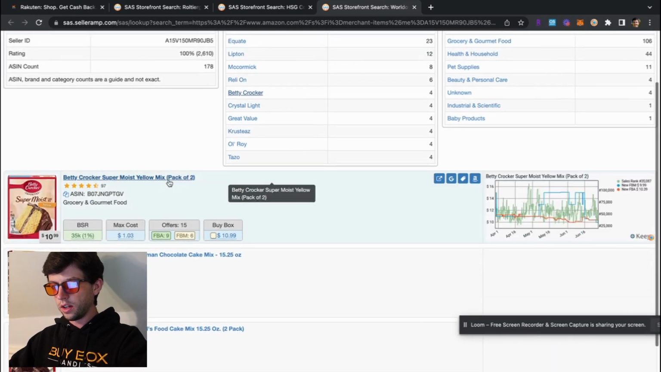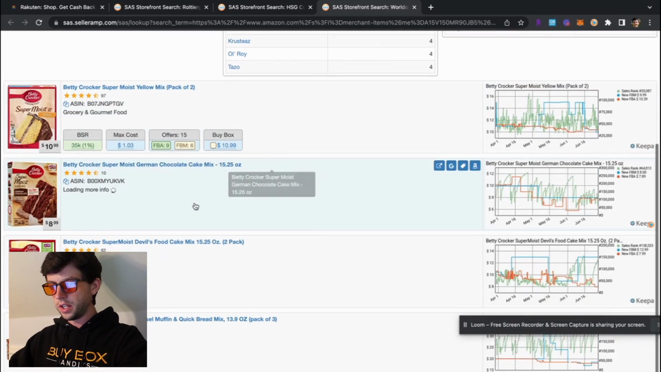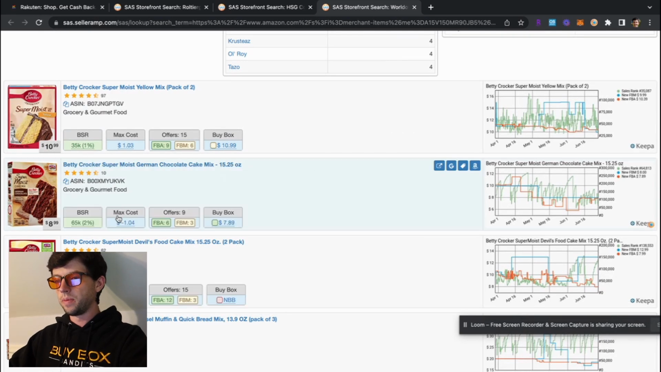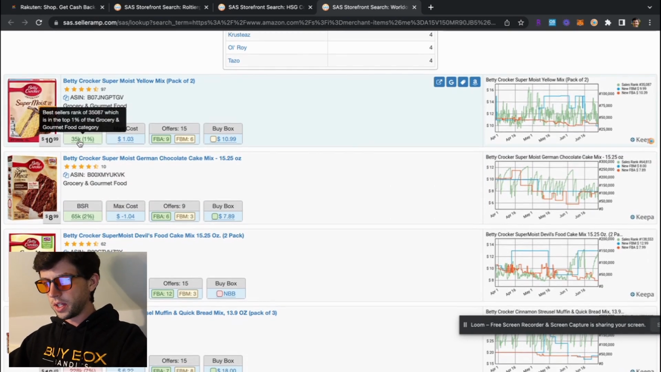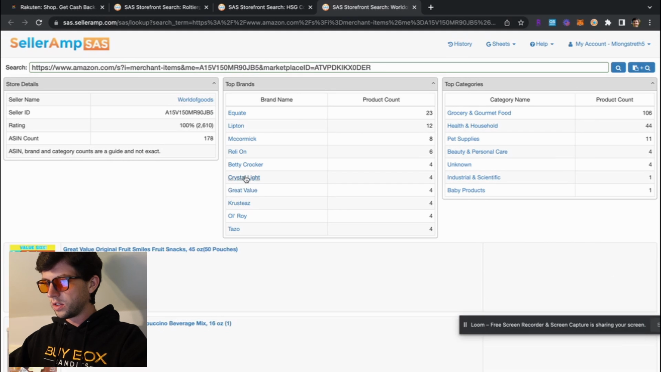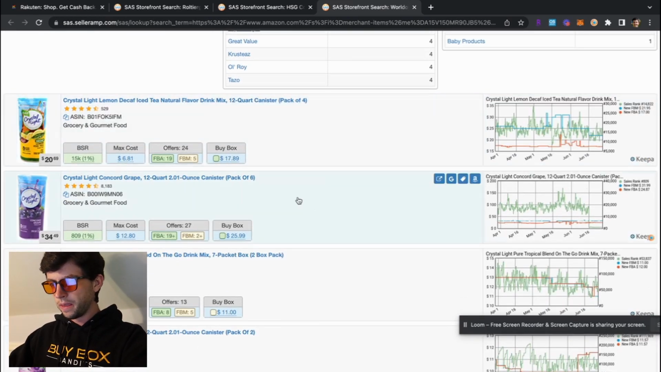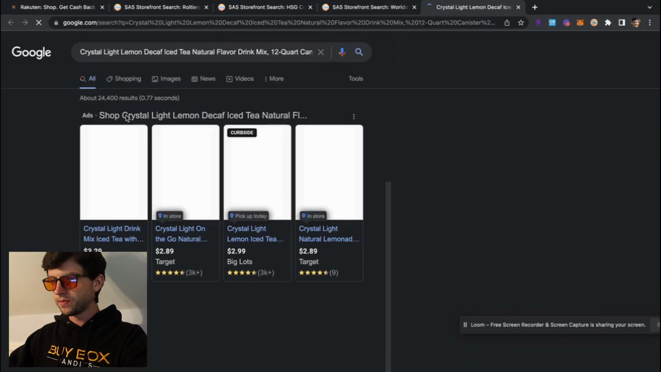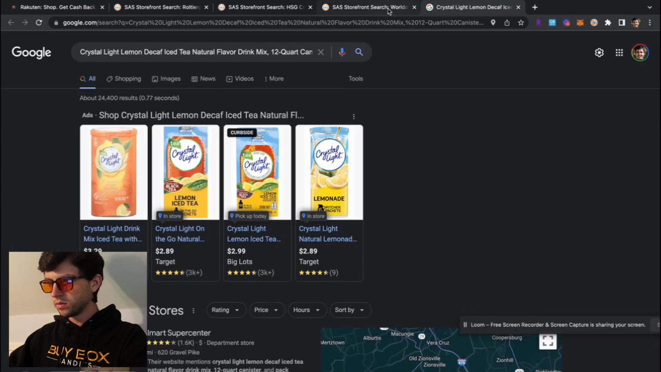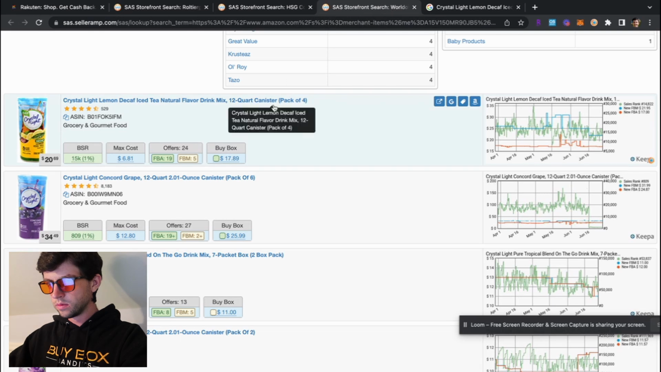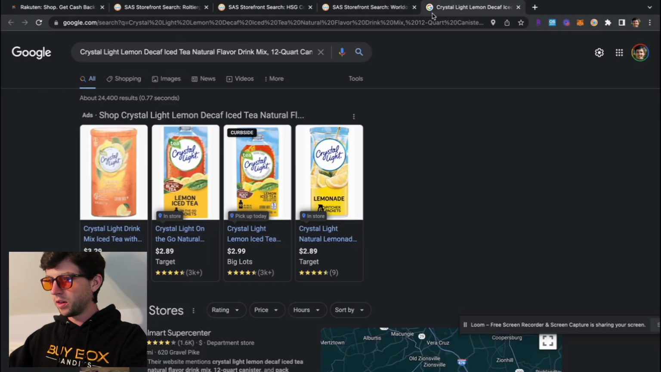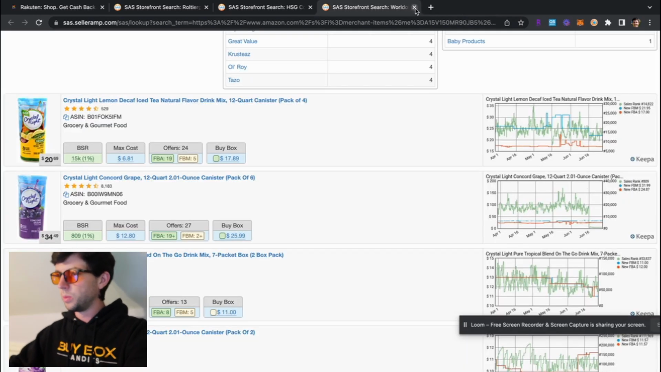Betty Crocker. Some brownies right here. Damn, there's a lot of volume. Or not quite. I thought that was 3K volume right there. Check out Crystal Light, whatever that is. 6. Pack of 4 right here. 289. Nope. Well, maybe if there's a coupon right here.